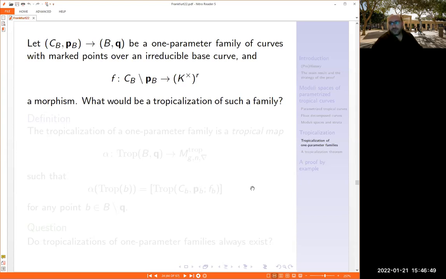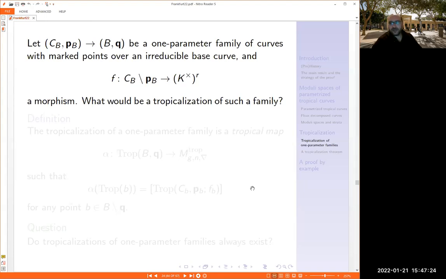And moreover, we assume that we have a morphism from the complement of the marked points P_B in C_B to an algebraic torus. Okay. So we want to understand what would be a tropicalization of such a family. So what one would like to have is a tropicalization of such an object. The reason I'm interested in one-parameter families is twofold. First of all, it is sufficient for the proof. And second, for one-parameter families, we have a pretty good understanding of how the tropicalization of the base looks.